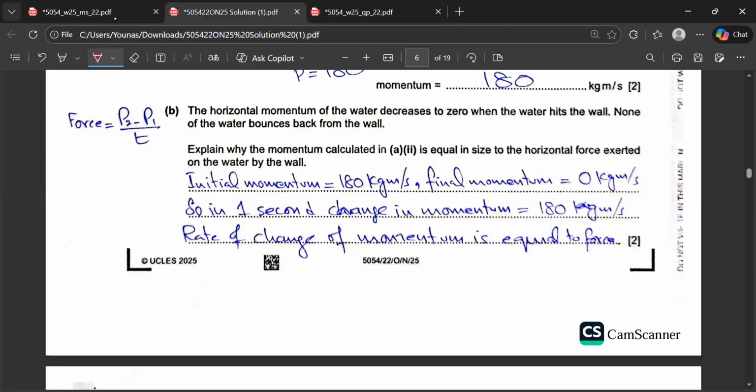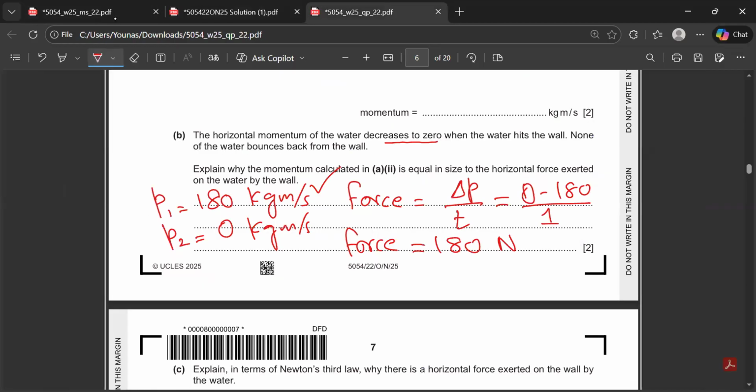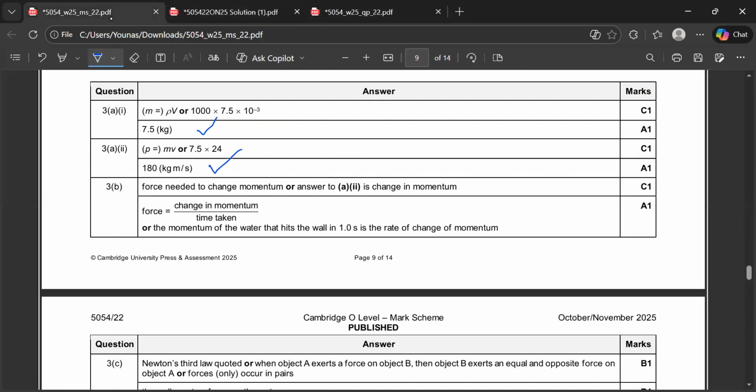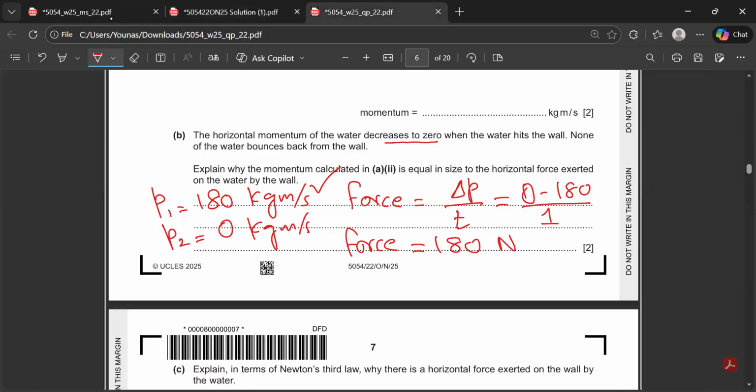This is my answer. You can phrase it in better words. But let me show you the marking scheme. The marking scheme says, because this question is of 2 marks and this is our answer, the force needed to change the momentum is the change in the momentum. Force is equal to the change in momentum by the time taken, or the momentum of the water that hits the wall in 1 second is the rate of the change of the momentum. This is the marking scheme, and this is the answer written by me, and these are the explanation words which we have used there. I hope you can understand it and you can write a better answer.